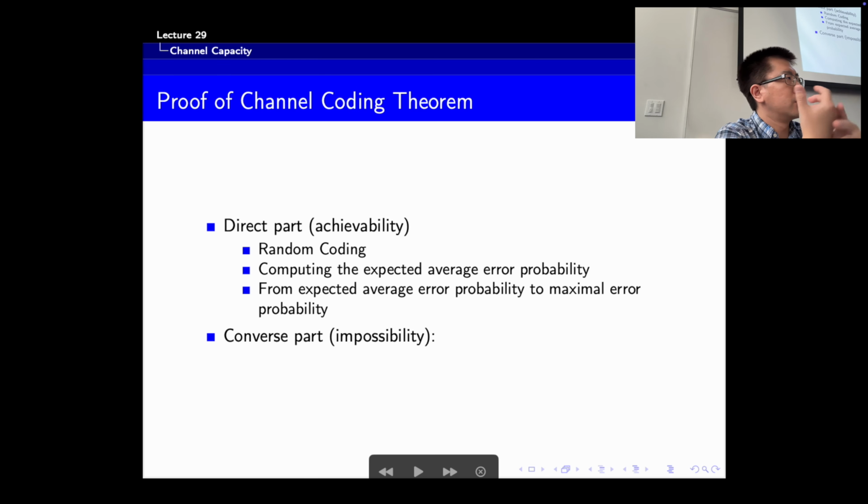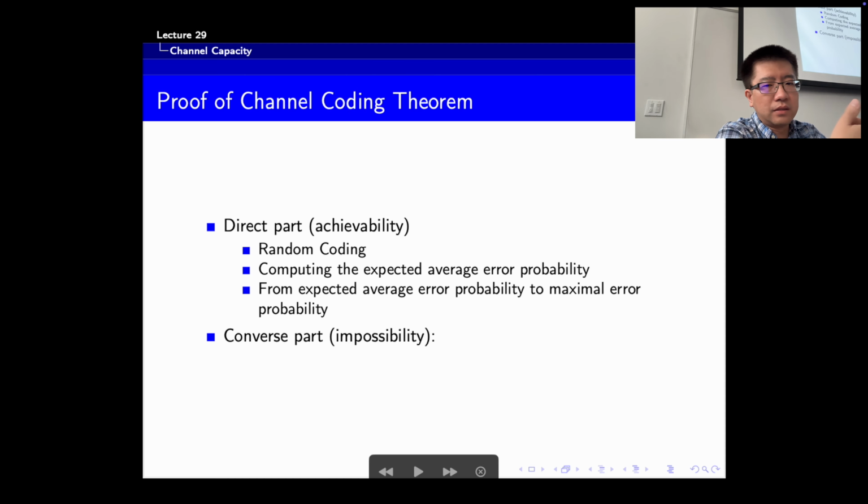And then we compute the expected average error probability. The key part here is to use typicality decoding, and we also use the union bound to characterize this error probability. Basically, what we can show is that when n goes to infinity, this error probability will go to 0, okay?